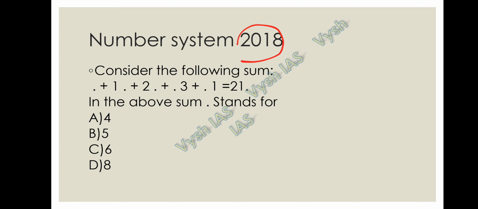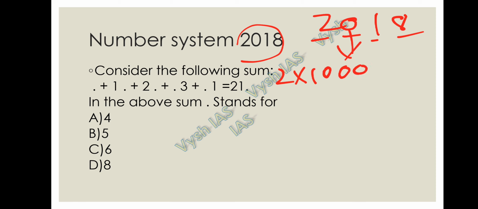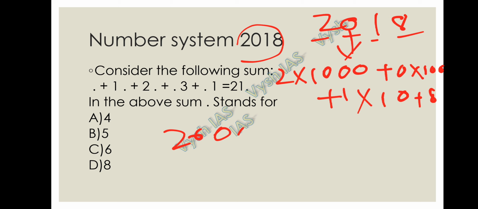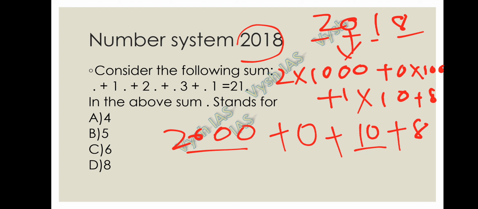For example, if you take 2018 as a number, 8 is in the units place, 1 is in the tens place, 0 is in the hundreds place, and 2 is in the thousands place. So we can write 2 into 1000 plus 0 into 100 plus 1 into 10 plus 8 into 1. So it can be written as 2000 plus 0 plus 10 plus 8, which is 2018. So 2018 can also be represented in this form.